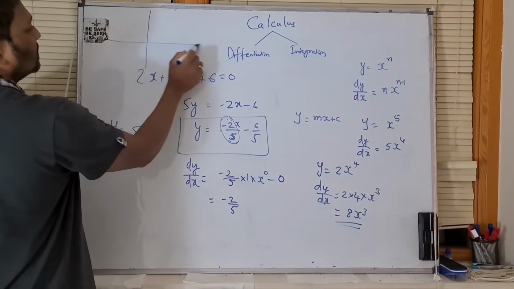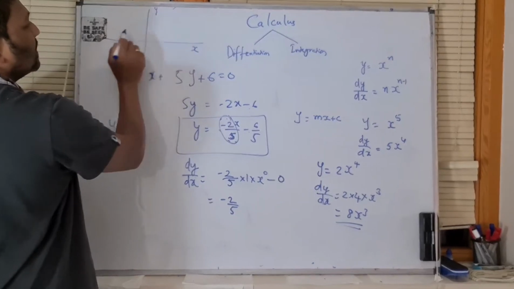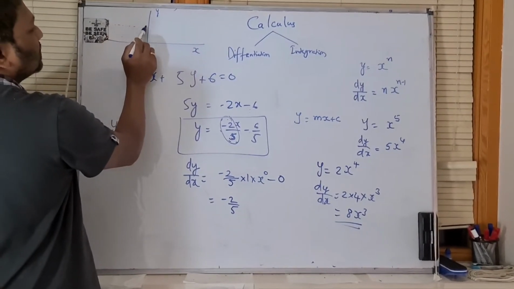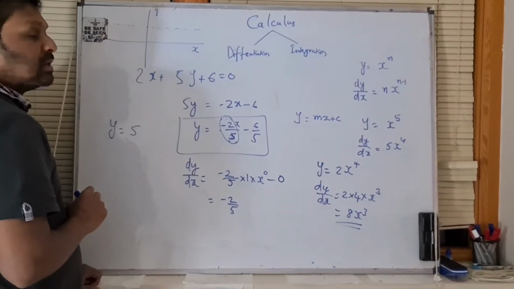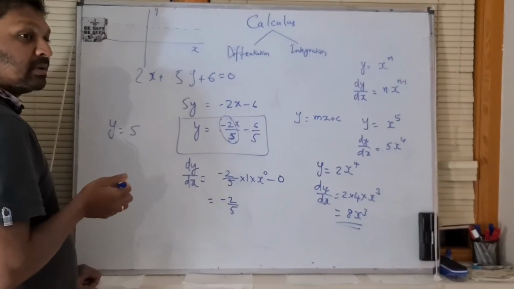Let's draw this line. So this is the x axis. This is the y axis. So parallel to the x axis, this is going to be something like this. This line is y equals 5. Sorry, c is 5, and the slope is 0.